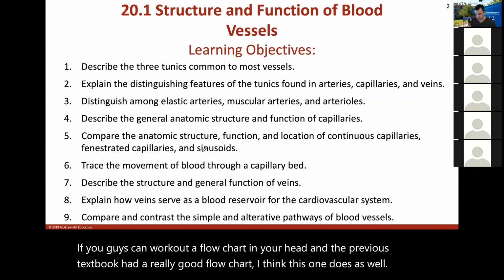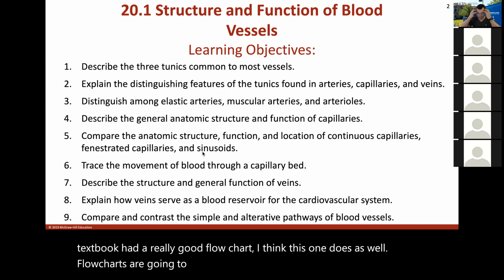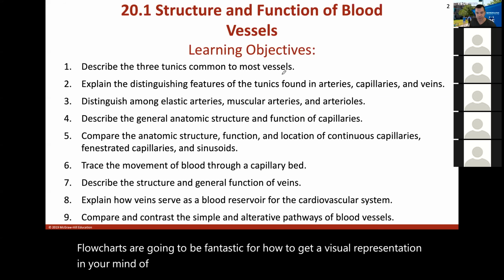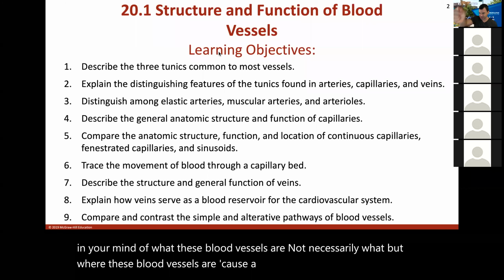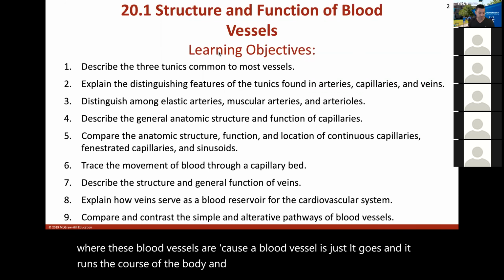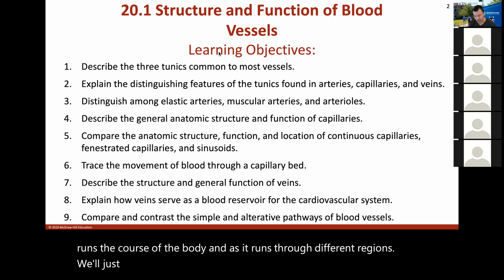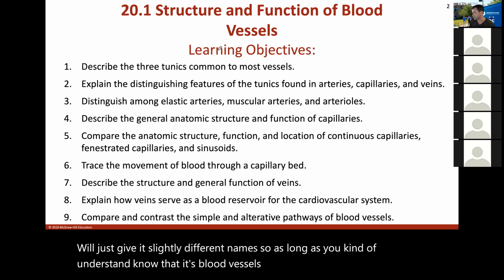Flow charts are going to be fantastic for getting a visual representation in your mind of what these blood vessels are, or rather where these blood vessels are. Because a blood vessel just runs the course of the body, and as it runs through different regions, we just give it slightly different names. So as long as you understand that, blood vessels are really pretty easy.